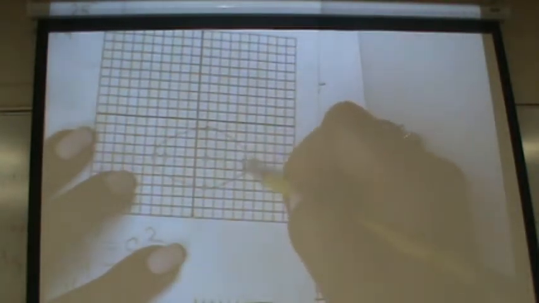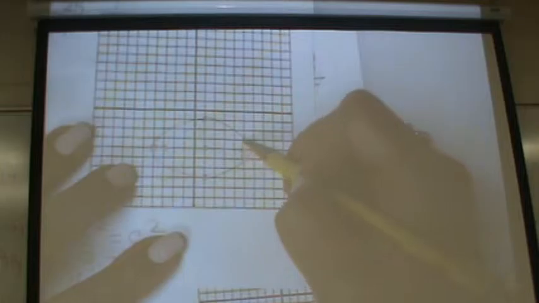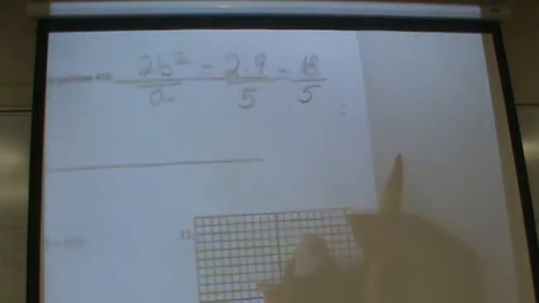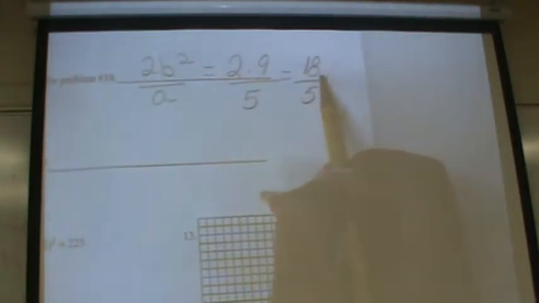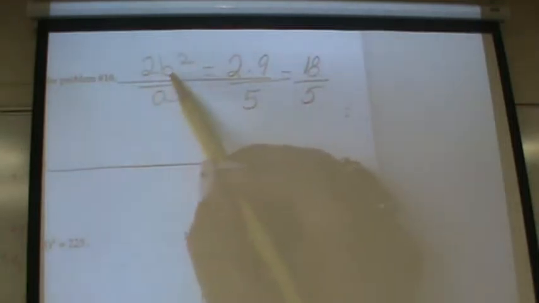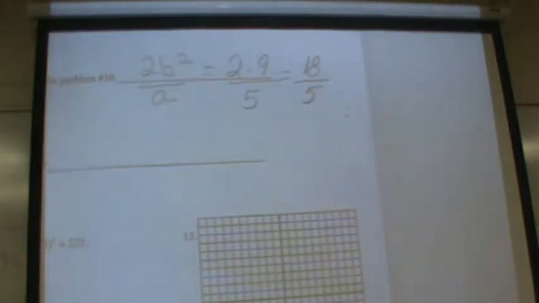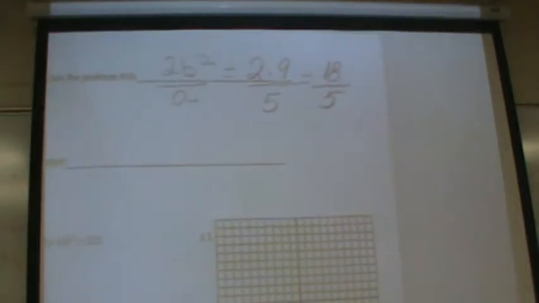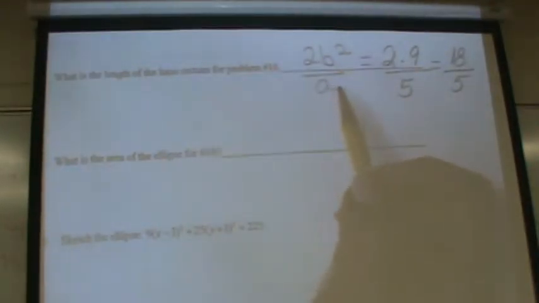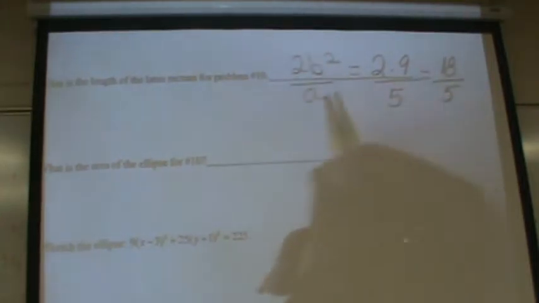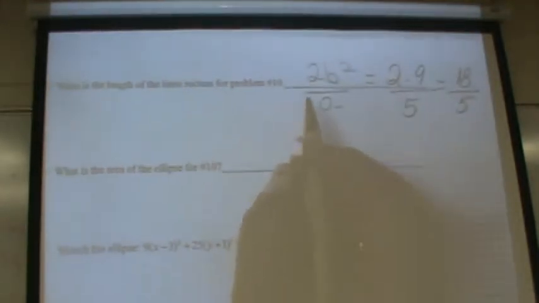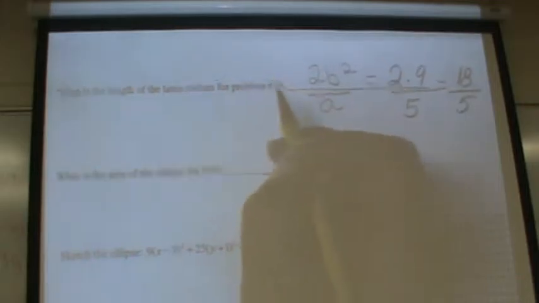Don't you just square it? Nope, that's the length of that chord. The b squared value is 9. So 2b squared over a. Just memorize that formula. Okay. 3.6. You could just leave it as 18/5. It's 2 times 9 over 5. This is on day 2 of the ellipse homework.